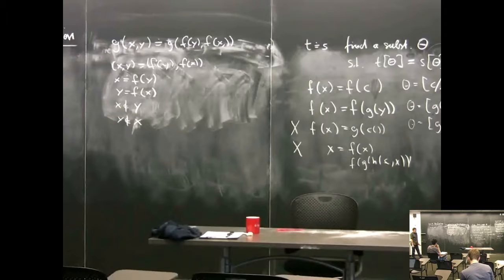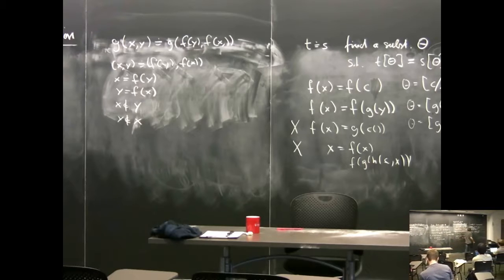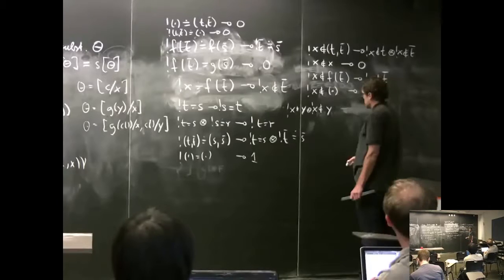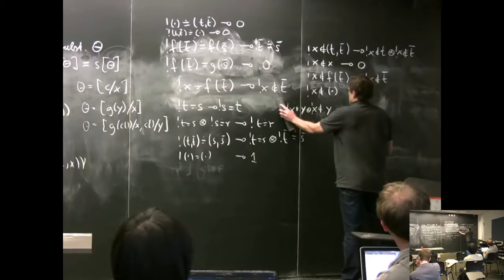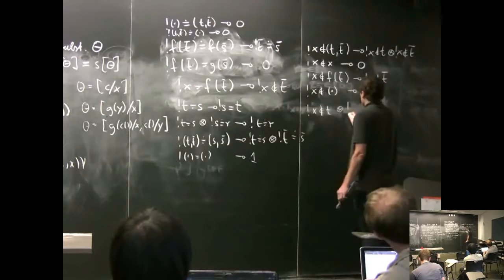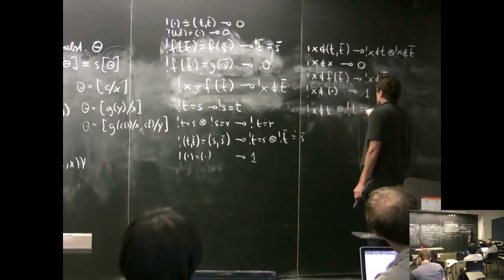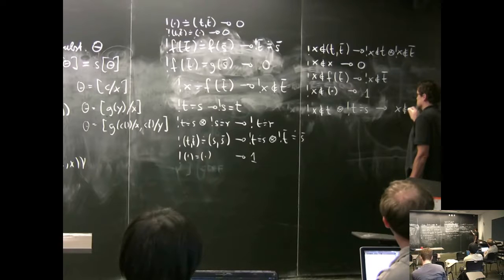So I would suggest adding a new rule saying that if x is not in some term t, and t is equal to s, then x is not in s. Okay. So if we have x is not in t, and t is equal to s, then x must not be in s.